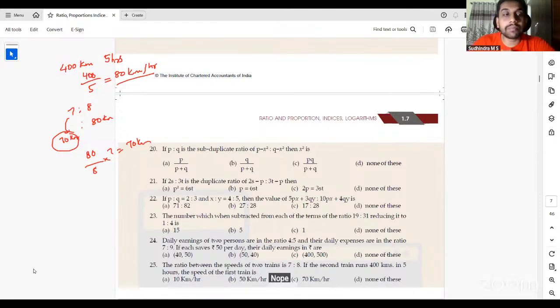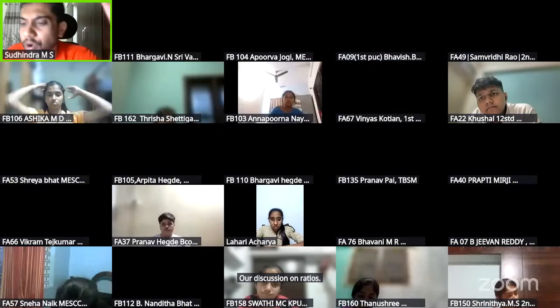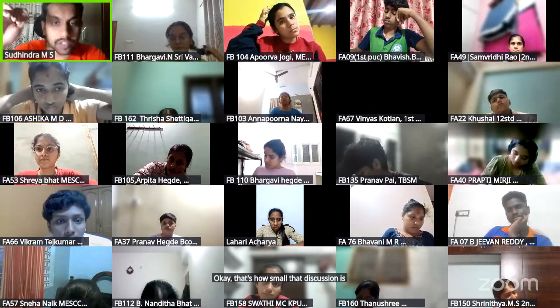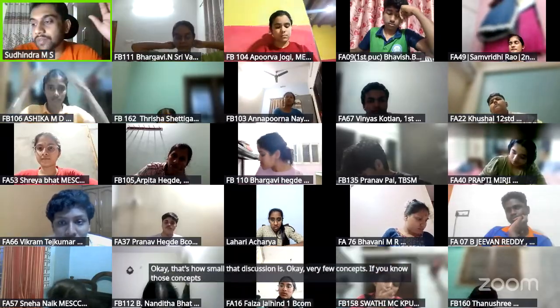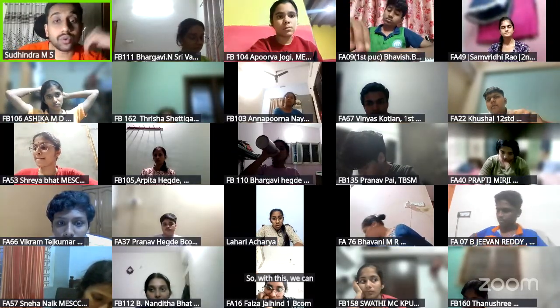This exercise as well as our discussion on ratios. Okay, that's how small that discussion is. Very few concepts. If you know those concepts, any question we can solve. Are we clear with this till here? Yes. So with this, we can move on to the next unit in that chapter, which is an extension of ratios.